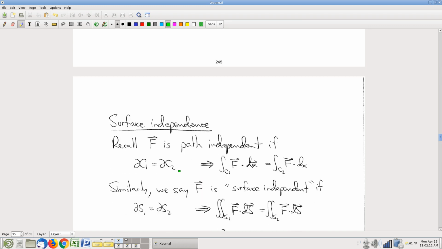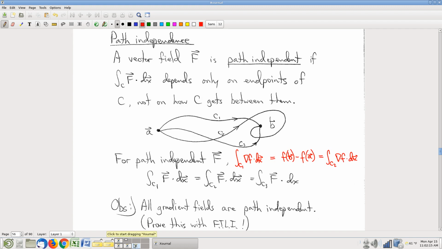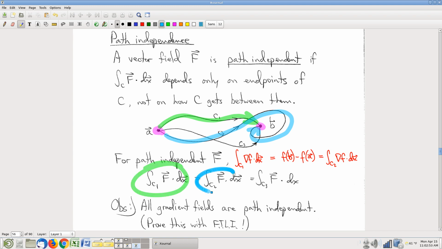Y'all remember path independence? Here it is. We talked about this long ago. The idea is that if you fix a couple of points, let's say A and B, a path-independent vector field is one where if you were to compute the line integral along C1, and if you were to compute the line integral along C2, just make sure that it starts and ends at the same points, then you always get the same answer. So along C1, along C2, same integral.